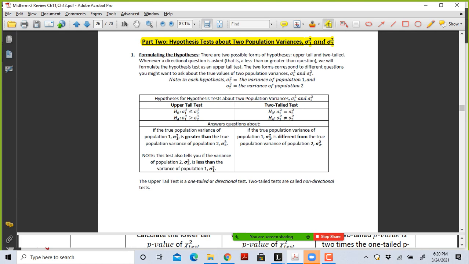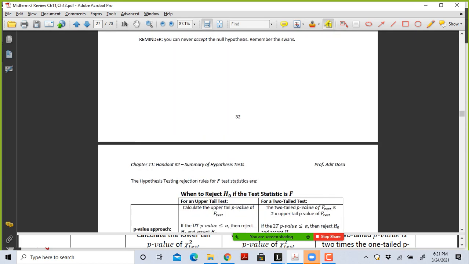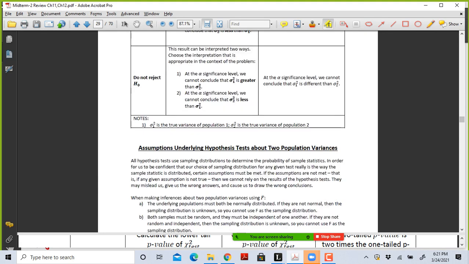So this is the one that we have to use F test. Okay, so previously we used chi-square distribution, but for this purpose we have to use the F test, and the formula is given here. Okay, this should be in your cheat sheet as well. And how many degrees of freedom do F test have? They have 2 types, right? One is the numerator degrees of freedom, another one is the denominator degrees of freedom. So let's do a problem based on that.